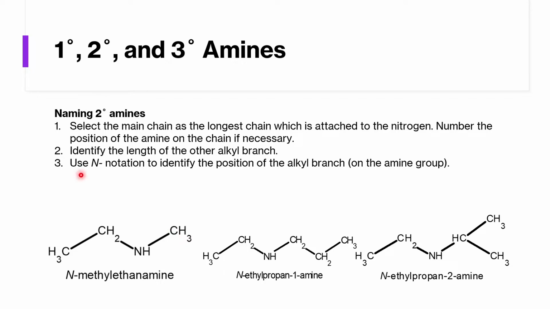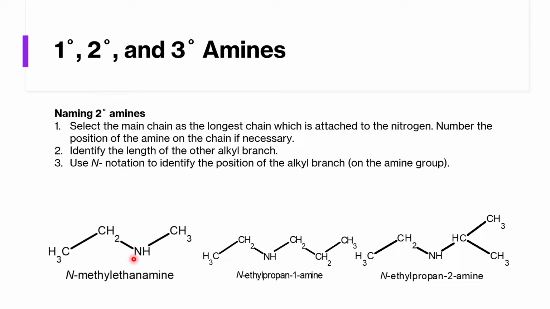We then use N- notation instead of a number to identify the position of the alkyl branch. And when we use N-, we're not saying that it's on a numbered carbon, but rather it is attached to the nitrogen, the amine group itself. So usually when we put a number in front of an alkyl group, it's to say, hey, it's on one of the carbons on the main chain. Because this is not a carbon and a nitrogen instead, we use an N to denote its position.